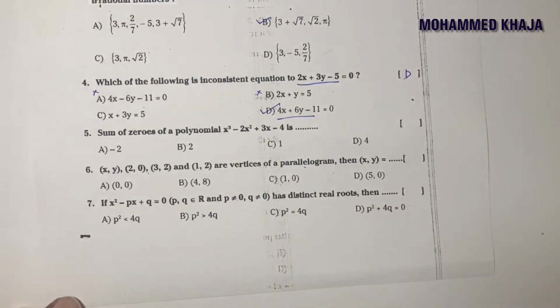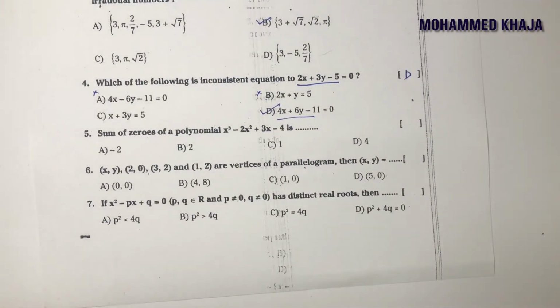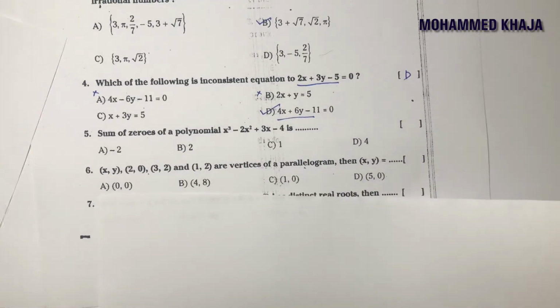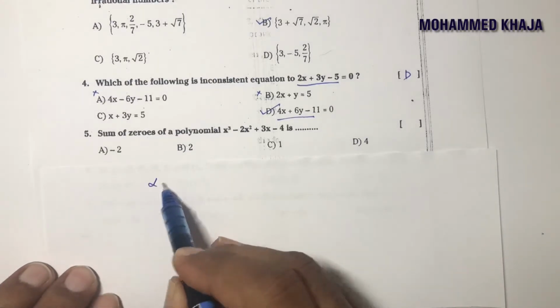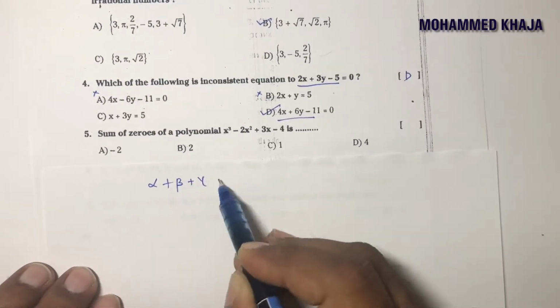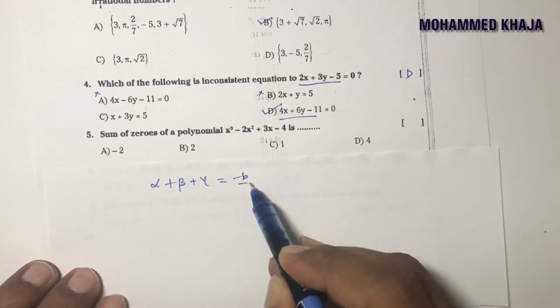Sum of the zeros of the polynomial. Here the polynomial is cubic. So for a cubic polynomial, the sum of the zeros, alpha plus beta plus gamma, is minus b by a.